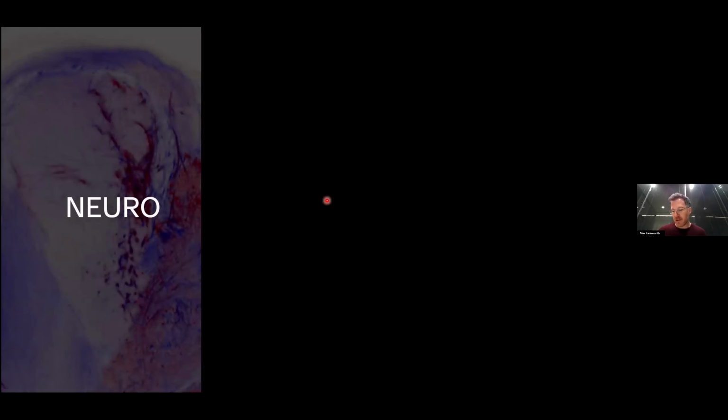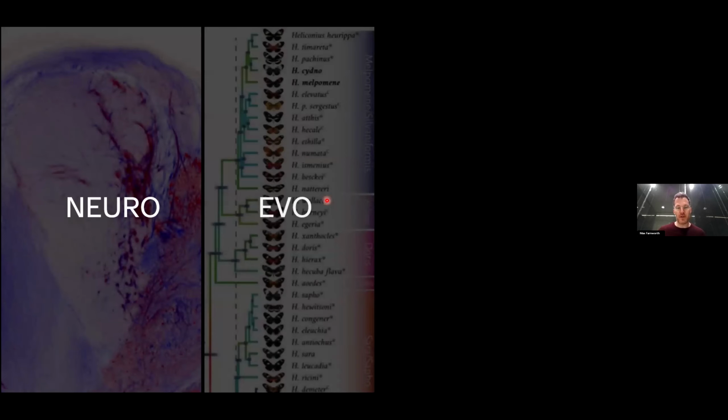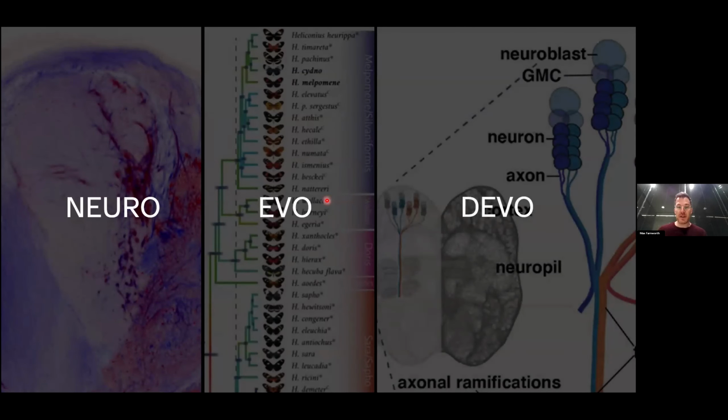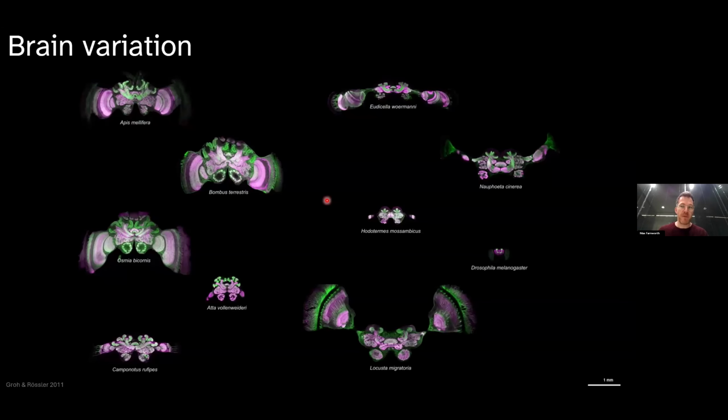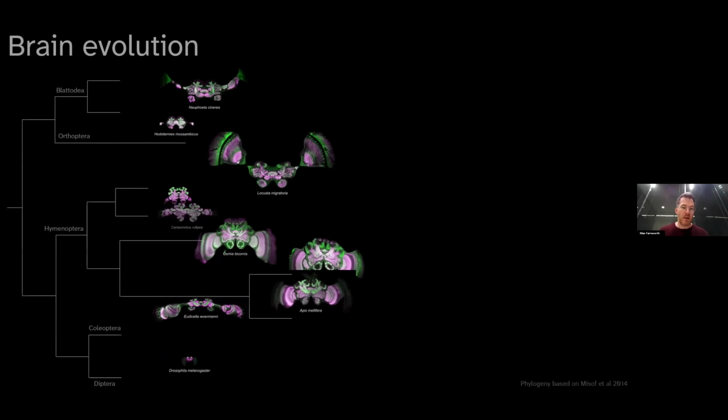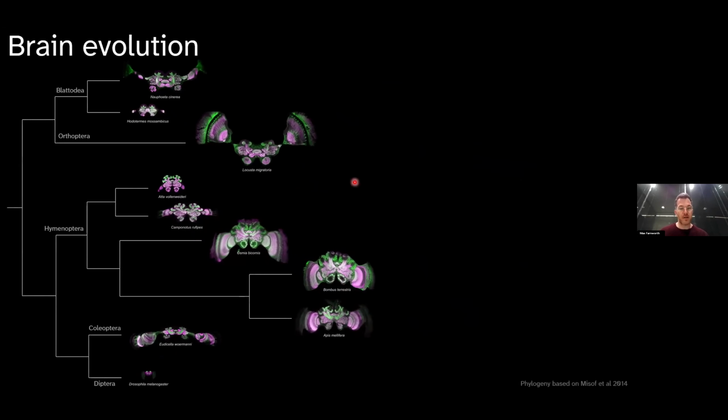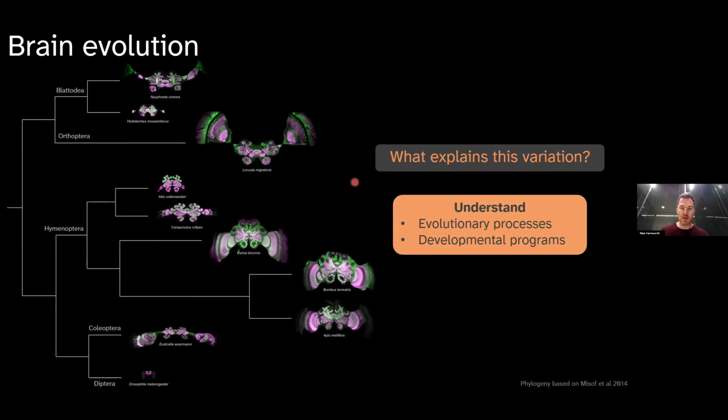But my research always covers three domains more or less. It's always neuro, it's always evo, and it's always devo. So it's a combination of those three. And what ultimately fascinates me is all of the variation we see in brain anatomy in different, for example, in this case, insect species, but also in lots of other species, of course. And as you know, all of this variation emerges through hundreds of millions of years of evolution. And my central question is, what explains this variation? I'm trying to understand the evolutionary processes, but also the developmental programs that produce these amounts of variation.